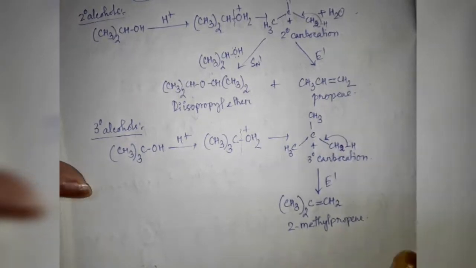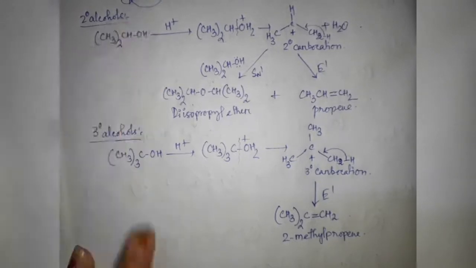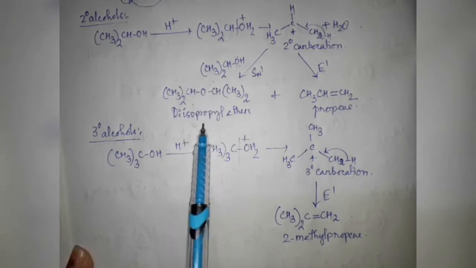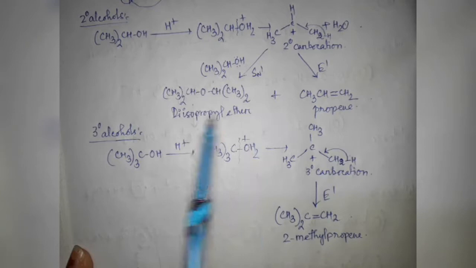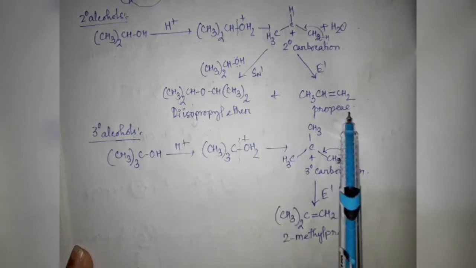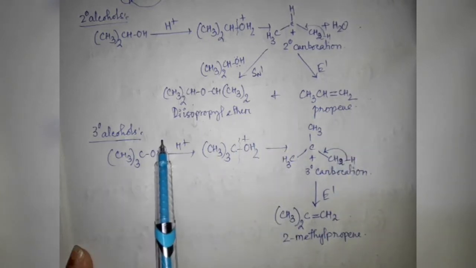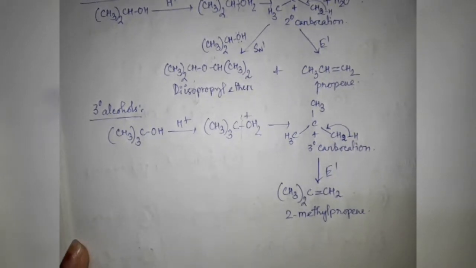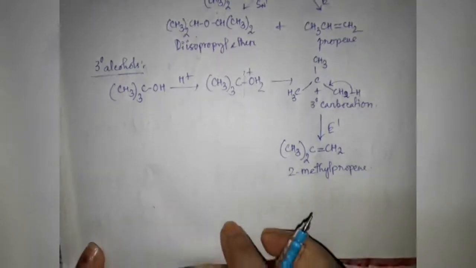So we can see that this kind of formation of ethers is very easy in case of 1 degree alcohols, because we are not getting any mixture of products, but in case of 2 degree alcohols we are getting a mixture of products. That means along with the ether we are getting alkene, like propene here, and in case of 3 degree alcohols we are getting the elimination product through E1 mechanism, nearly exclusively.